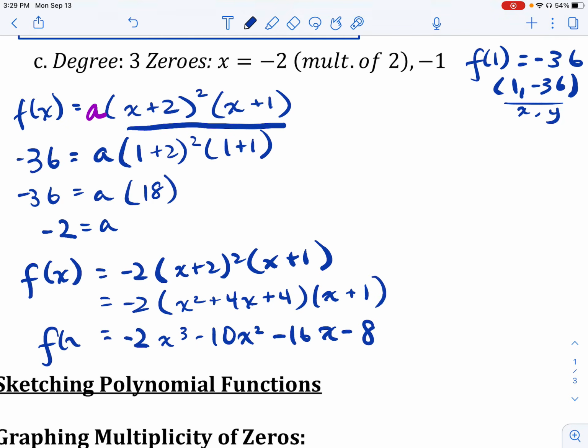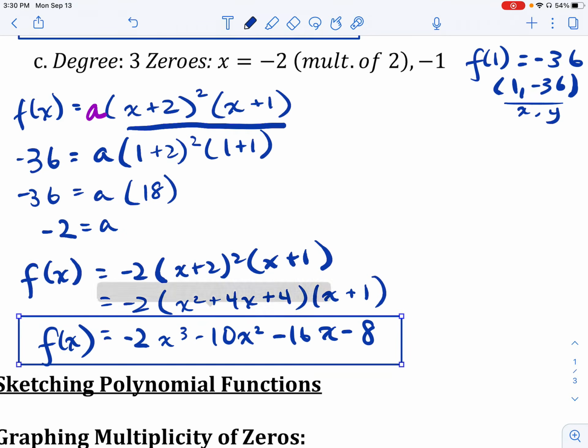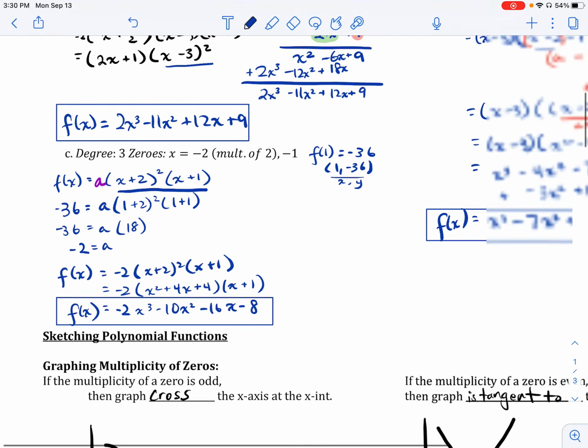And there is my function. Introduce not only a vertical stretch, but also a reflection to ensure that my function will go through the point (1, -36). Okay? All right.